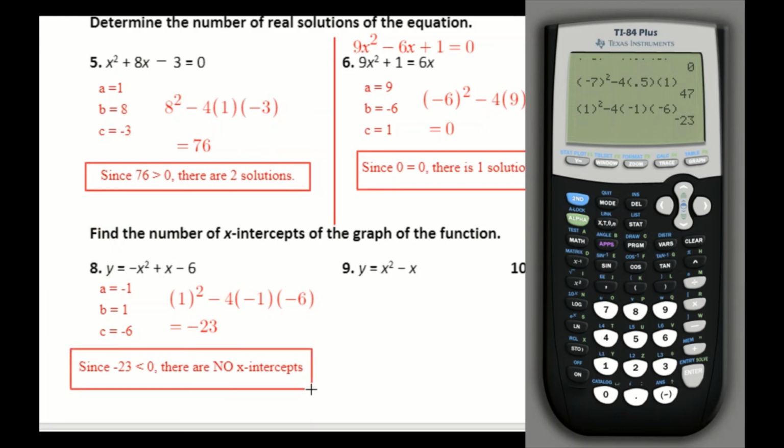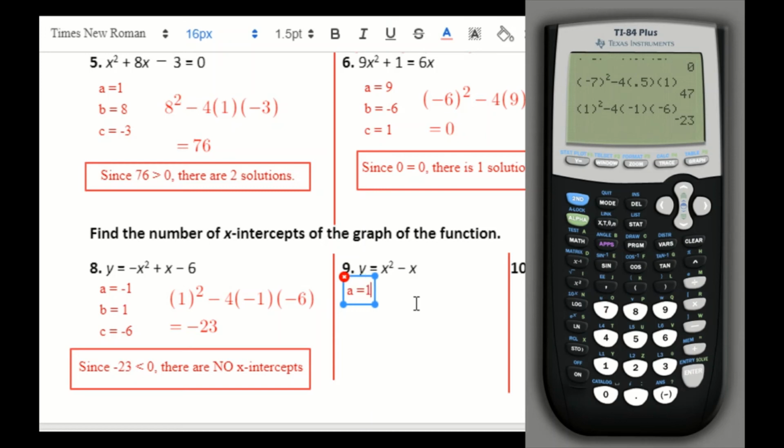All right, let's identify A, B, and C on the next one. I'll clean this up a little bit to give me more space here. It's going to be tight for number 9, but we'll make it work. Here A is 1, B is negative 1, and you might be wondering, where is C? The difference between having a variable with no visible coefficient and not having that term at all is that if the term's not there, then the number is 0. So we got 1, negative 1, and 0.